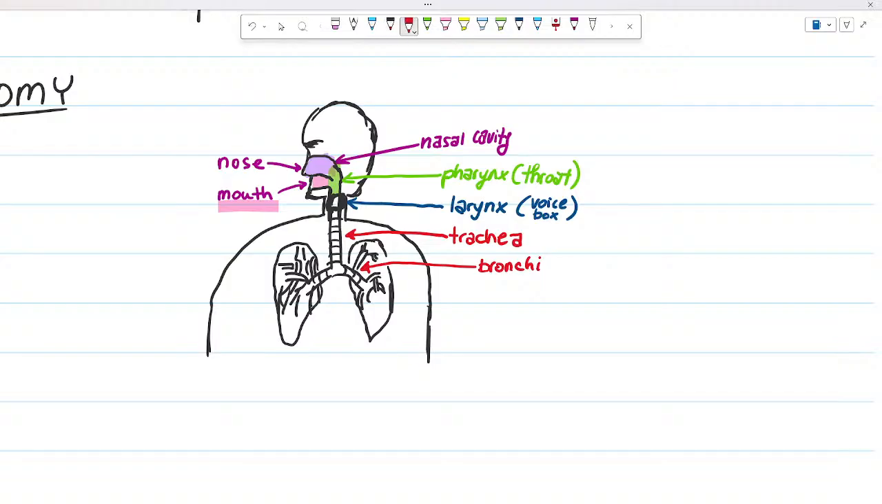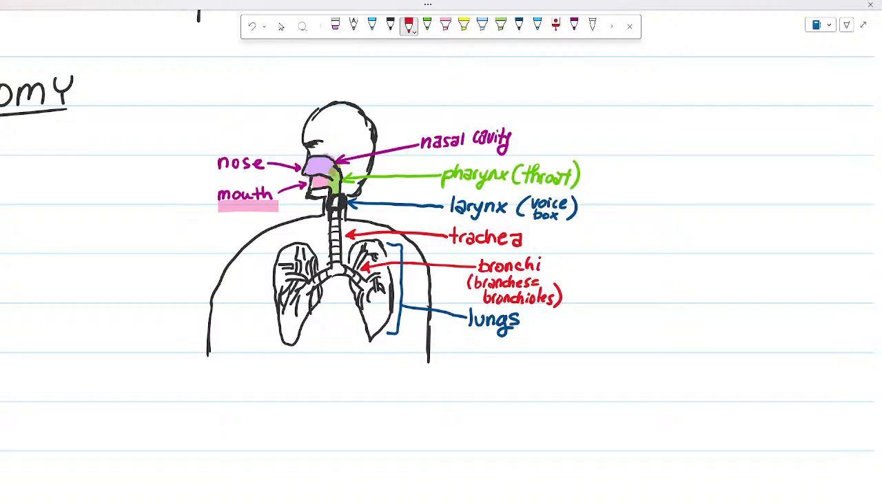So the branches, we're just going to write here, branches are called bronchioles. The whole structure, the structure in its entirety is called the lung, which I'm going to label thusly. I'm going to say lungs, even though that only points to one. I think you can kind of intuit that.